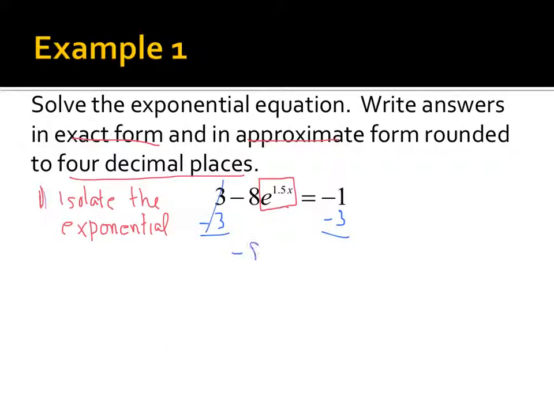I get negative 8 e to the 1.5x, and I know that negative 1 minus 3 is negative 4. Now we know that if we want to isolate here, the nicest thing to do is to divide by negative 8. And so I get that e to the 1.5x equals 1/2.